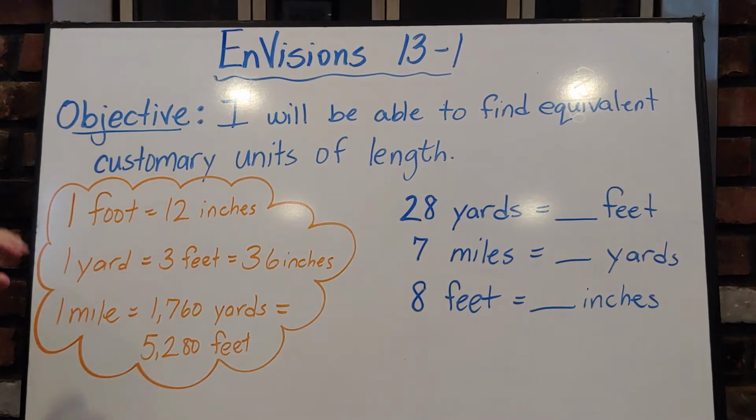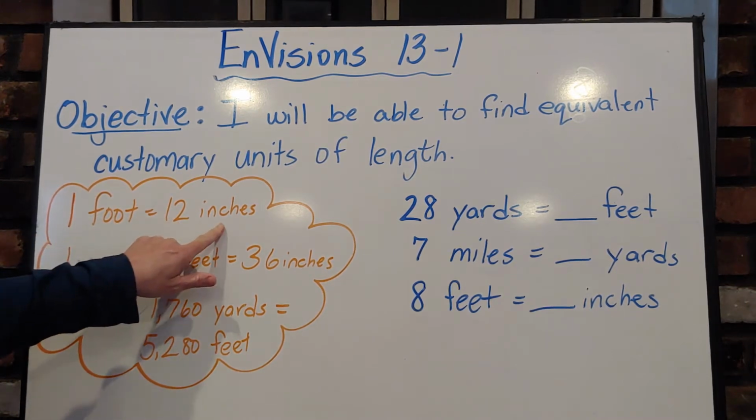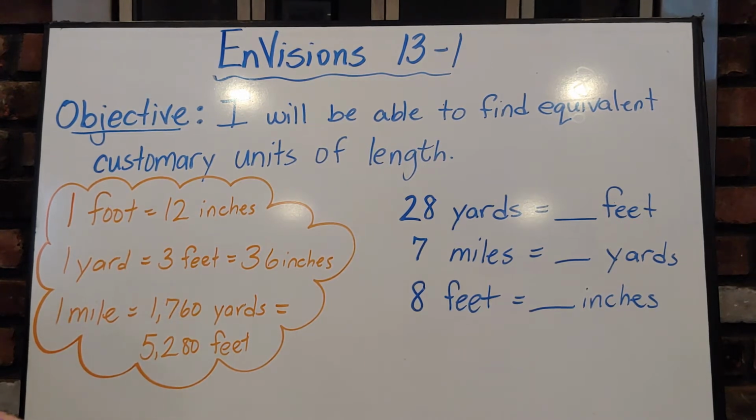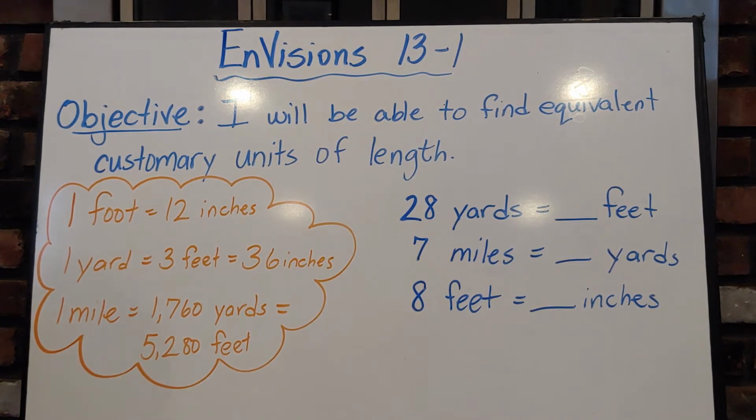Alrighty, so here's our conversion chart. We're just going to review a little bit. 1 foot equals 12 inches. 1 yard. Now, I don't have a yardstick at home, but a yardstick looks like a long ruler, and it's probably a little bit longer than our board. So it's called a yardstick. You might have one at home. I have a bunch in school. In fact, all the ones I had at home I brought to school.